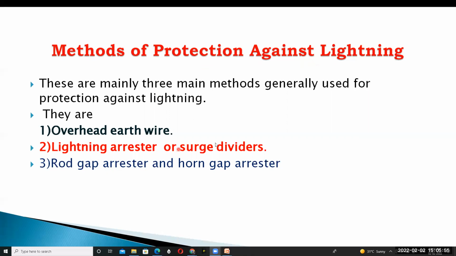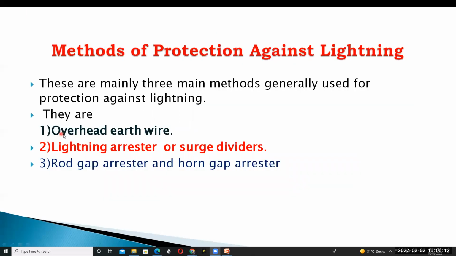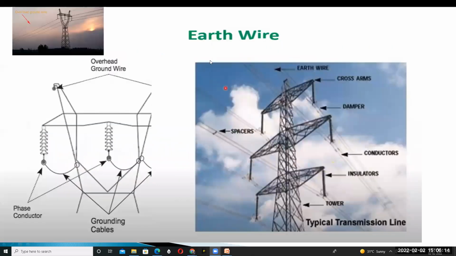The lightning arrestor and surge diverter was explained in the last class. So today we are concentrating on the overhead earthwire, the rod gap arrestor and the horn gap arrestor. First, a simple concept of the overhead earthwire. This is the overhead earthwire, and this is called the transmission system.